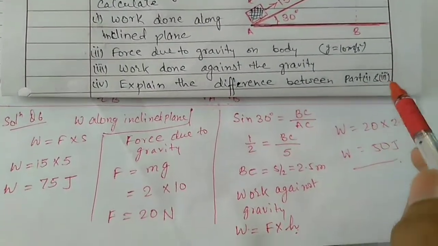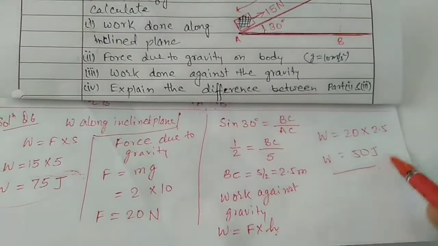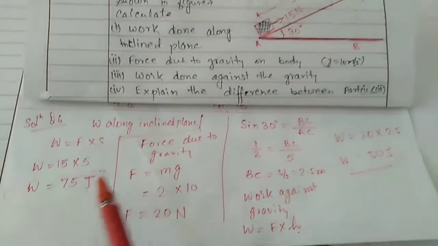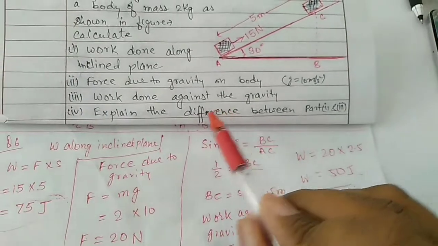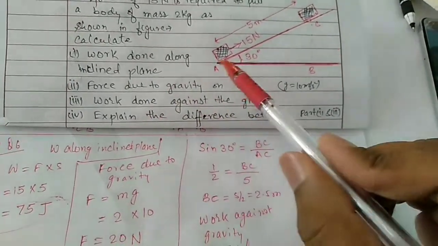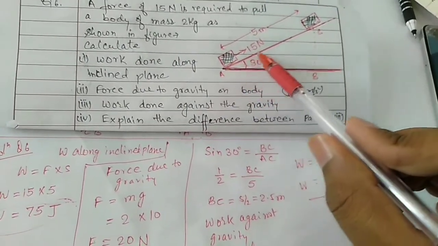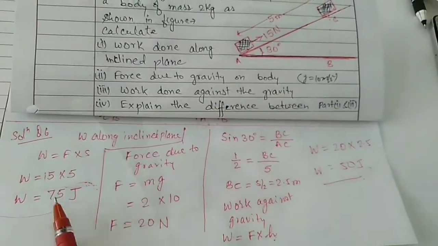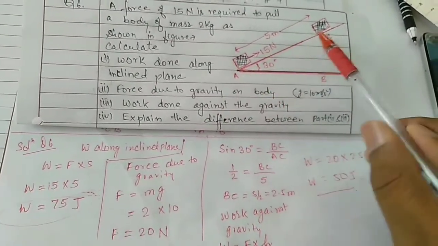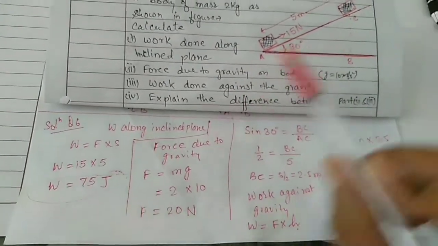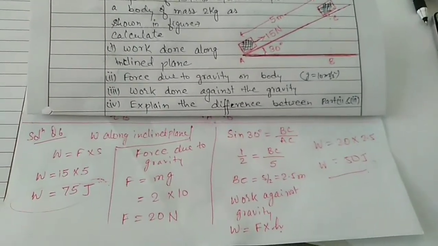Next part, explain the difference between the part 1 and part 3. Part 1 has work done 75 joule. Part 3 has work done 50 joule. Along the inclined plane, the work done is more. Why? The answer of this question is the body is not only doing work against gravity along the inclined plane, but it is also moving against the friction. See here, the friction. So 75 minus 50 comes 25. So along this plane there is friction force, and 25 joule work is done to overcome this friction force.